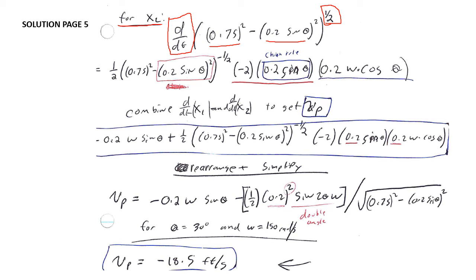We take the first derivative, use our chain rule here. We end up with 1/2 times 0.75 squared minus this whole term here, 0.2 times sine of theta squared, all to the negative 1/2 when we do the first part of this. Then we do the inside of this here, so we go through, and this is negative times a negative 2 times 0.2 times the sine of theta, times now what's in this guy here, 0.2 times omega times the cosine of theta.